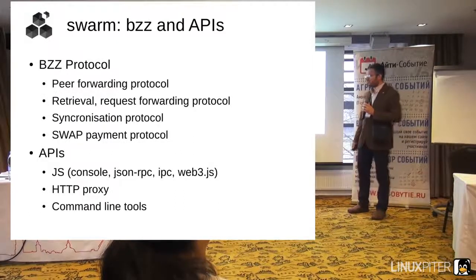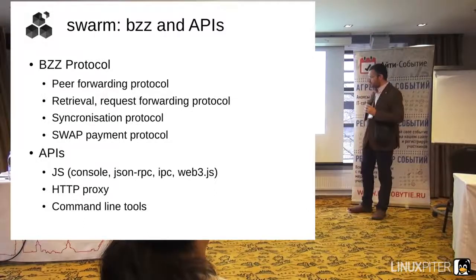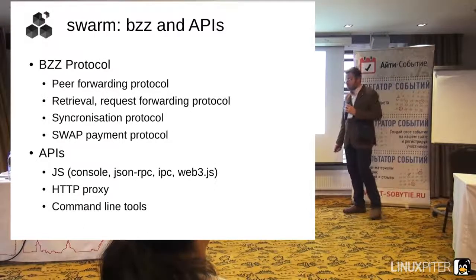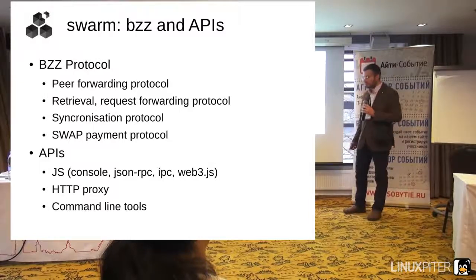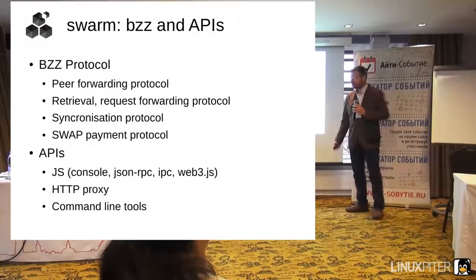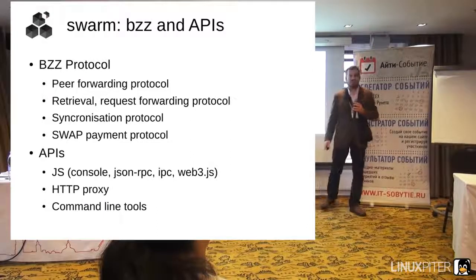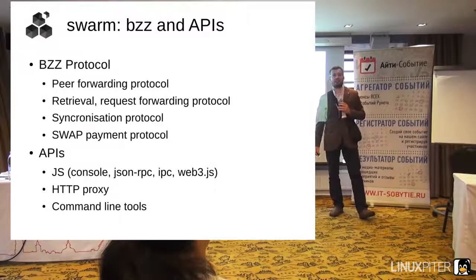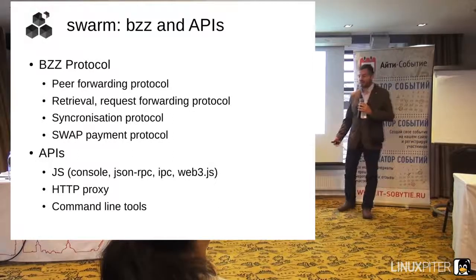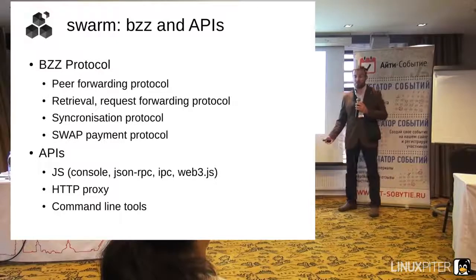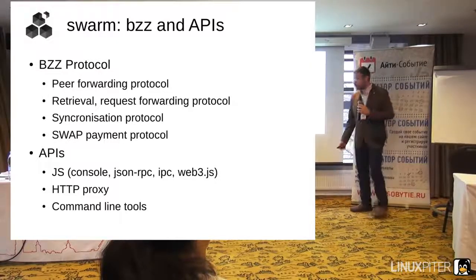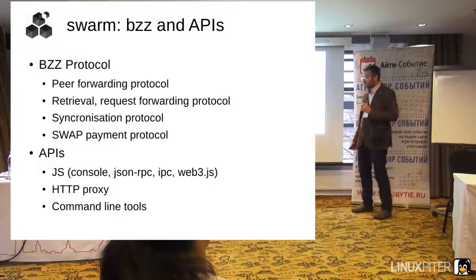A JavaScript API, which is accessible from a console, but as well from web-based applications. We have an HTTP proxy. So from these 2, you can immediately see that one easy and natural way to build distributed applications is to host them right there in Swarm and have JavaScript calls to the API to deal with them. And we also have command line tools.